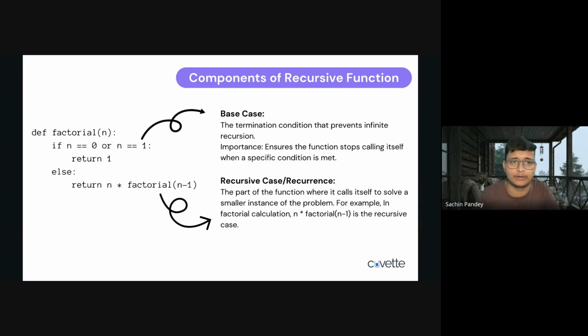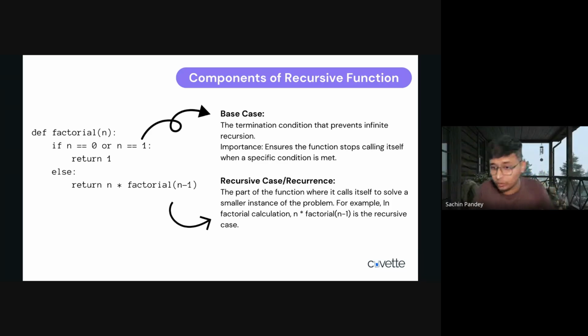I hope that is clear. And another one is recursive case, or recurrence relation. Very important. Basically, you have got a problem: find the factorial of 5, for example. How do you break that factorial of 5 into a smaller subproblem? Factorial 5 can be written as 5 into factorial of 4.